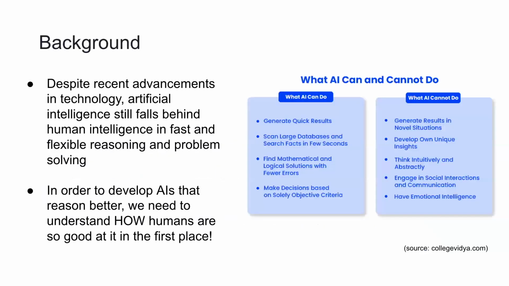But basically the background for my project is, who here has used ChatGPT and found it useful? Just a raise of hands. Yeah, quite a few. So there have been multiple advancements in artificial intelligence technology in the past few years, most significantly the discovery of the transformer model, which has allowed AI to become a lot more useful to us and a lot more approachable. But it still falls behind human intelligence and how fast and flexible it can be.